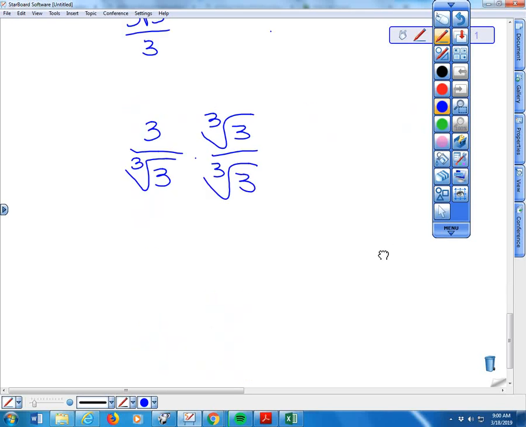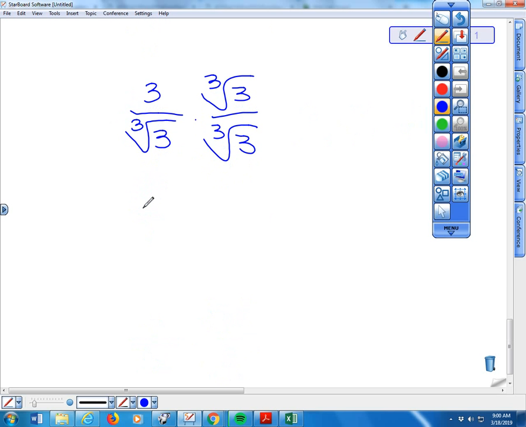Let's do the same thing down here. This is 3 to the 1/3. When I multiply that by 3 to the 1/3, what do I get? This is still a fractional exponent. So I want you to think, what could I put here so that I get that 3 over 3? 2/3.